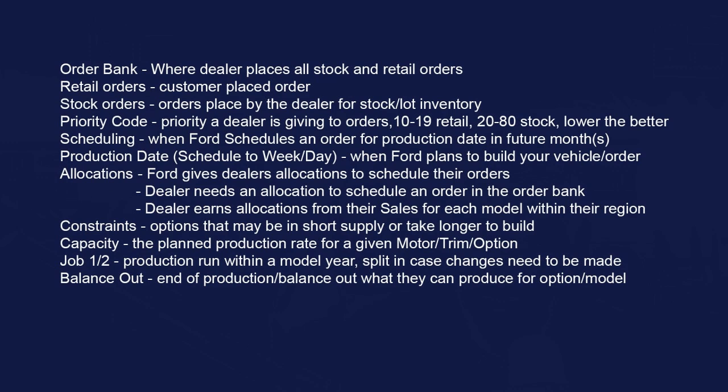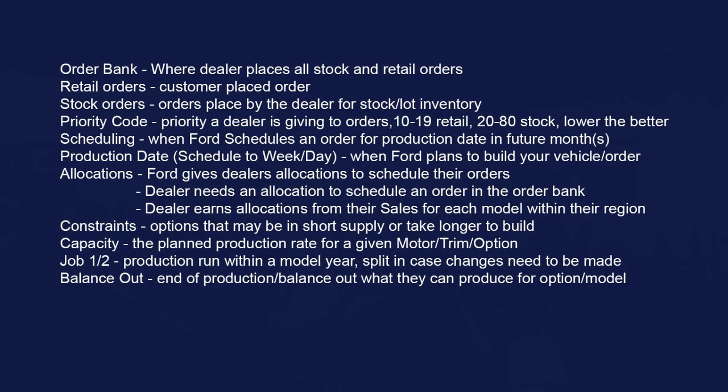So order banks are where dealers place their stock and retail orders. Retail orders are customer placed orders. So that might be you out there. Stock orders are orders that are placed by the dealer for stock inventory. So if they don't have any retails, they'll look at stock, just like priority code kind of goes into that.